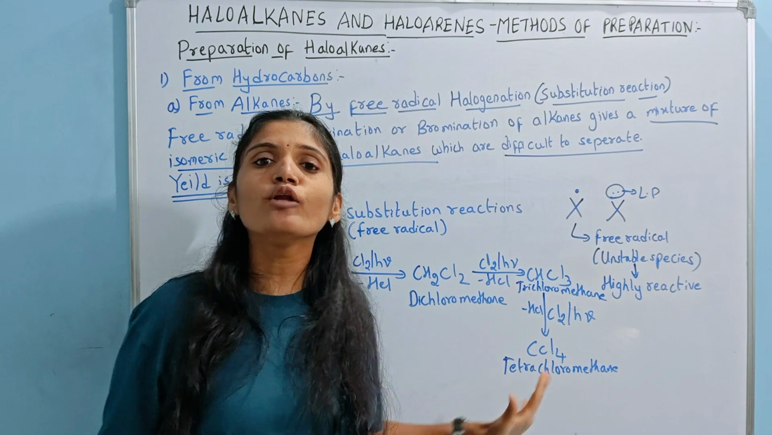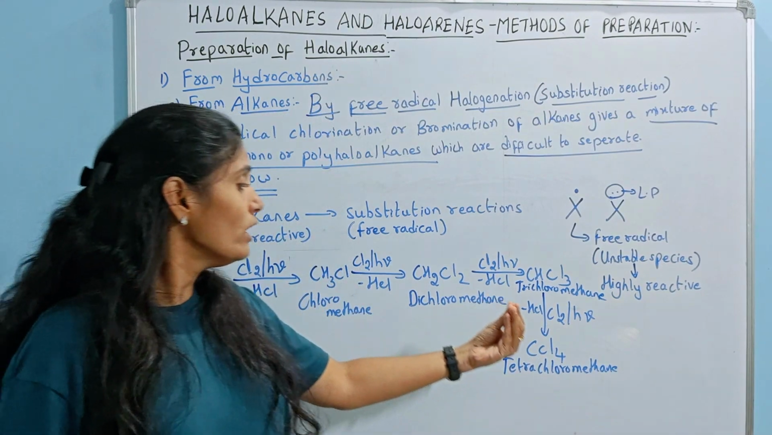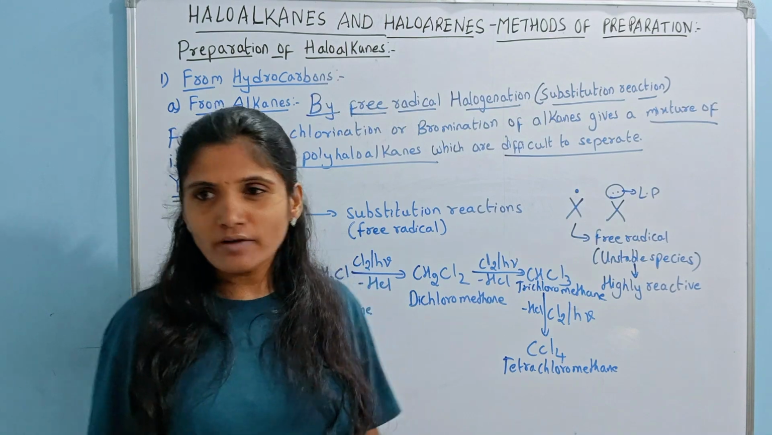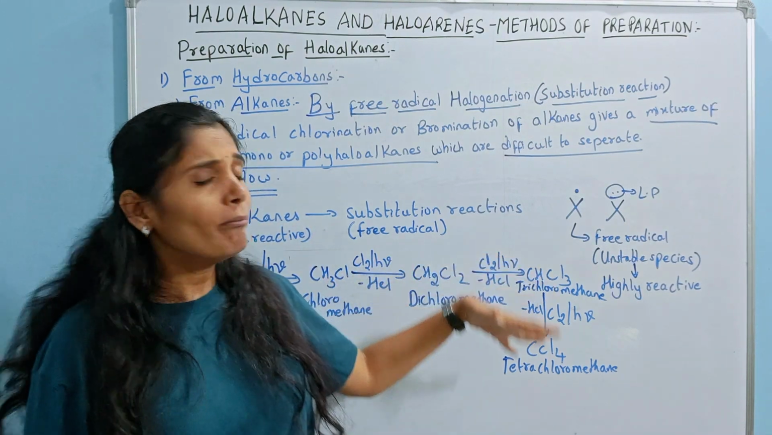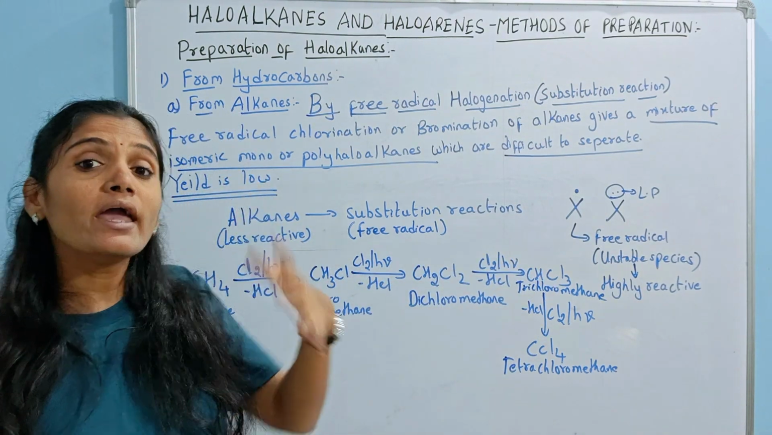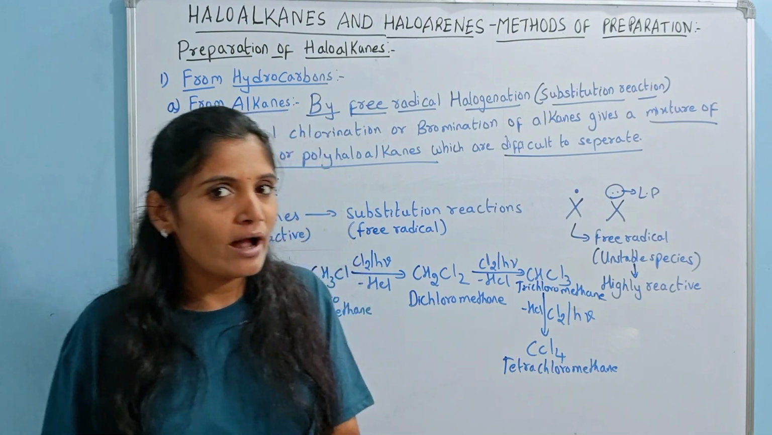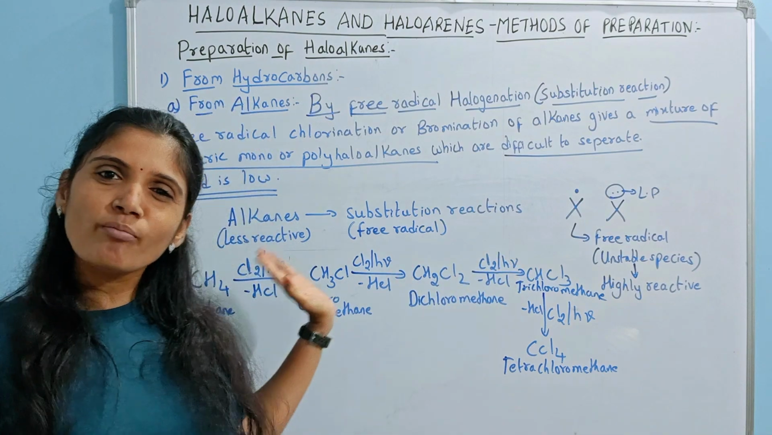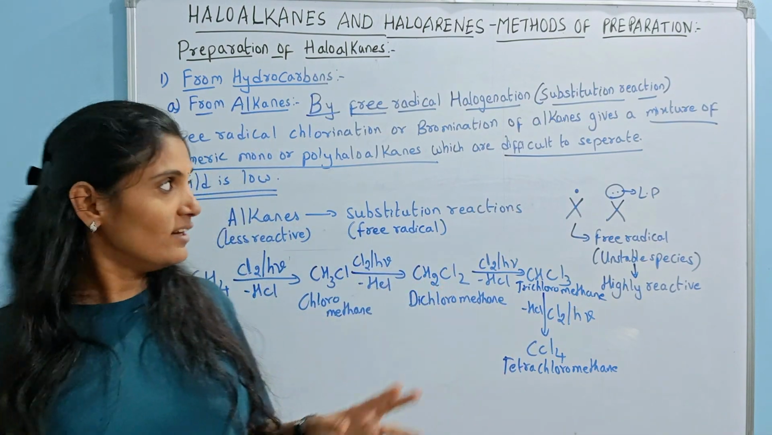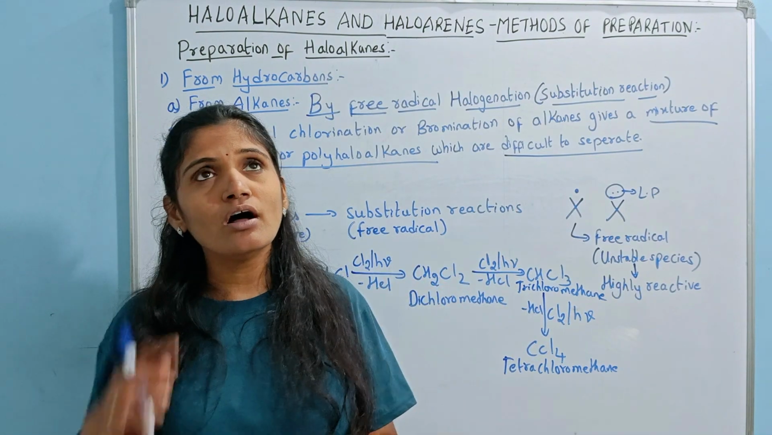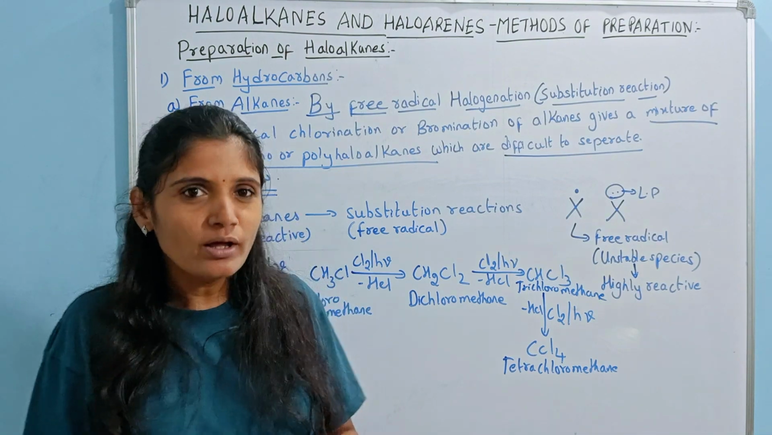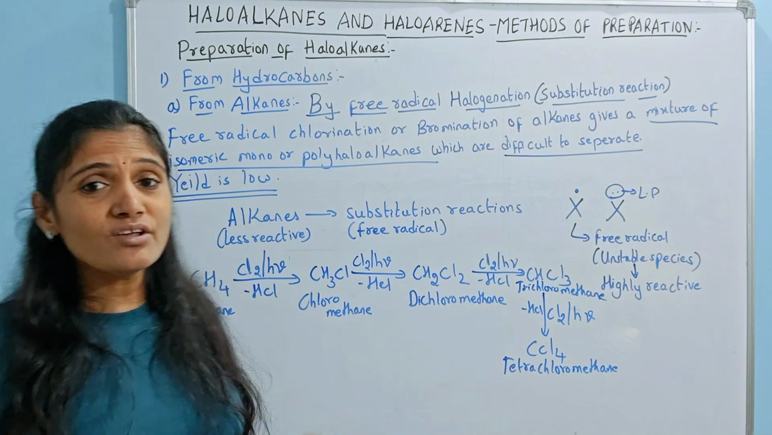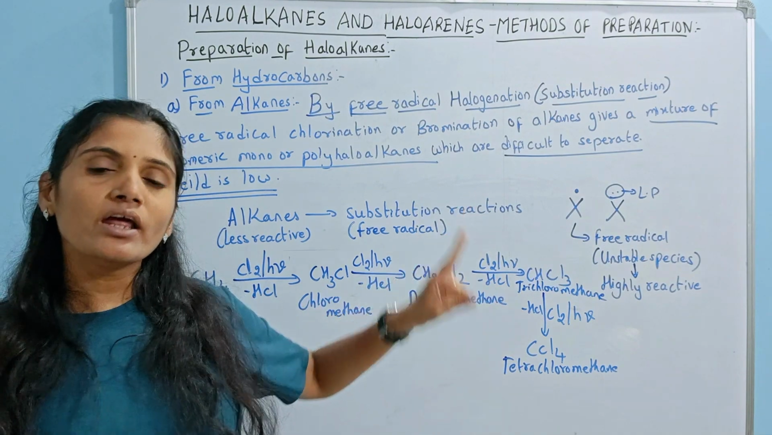Might be I don't need dichloromethane. Might be I don't need tetrachloromethane. If you specifically want one type of product, then this reaction will give you multiple products. Now you have to again invest a lot of time and a lot of money in separating your desired product from this mixture of products. That is the reason this process is usually not preferred, because it gives a mixture of products. Again, it is very tedious for us to isolate our required product.